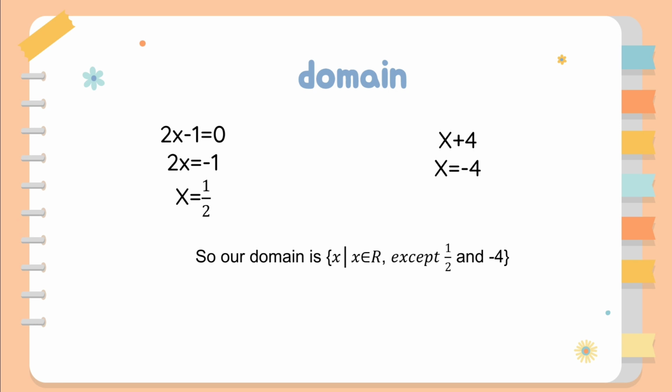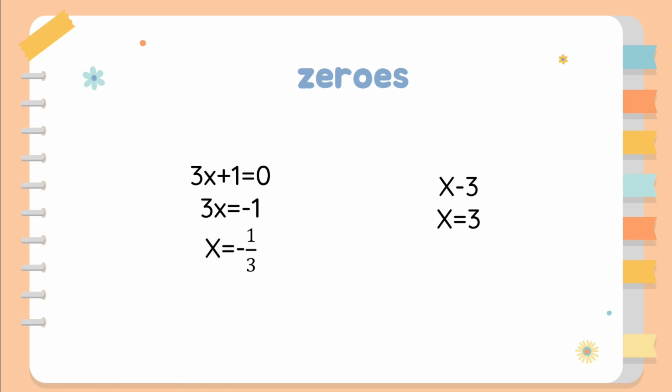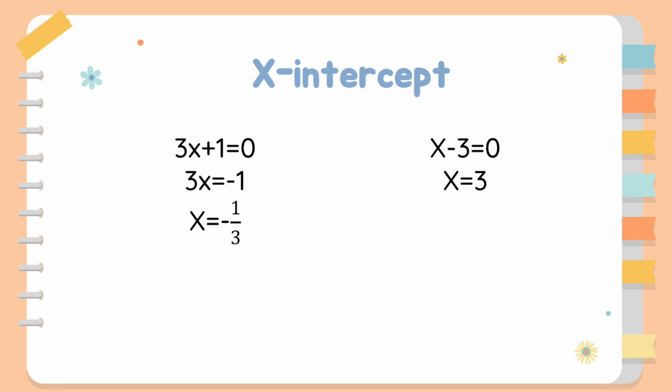The domain: 2x minus 1 equals 0, 2x equals 1, so x equals 1 half, and x plus 4 gives x equals negative 4. So our domain is all real numbers except 1 half and negative 4. Zeros: 3x plus 1 equals 0, 3x equals negative 1, so x equals negative 1/3. X minus 3 gives x equals 3. X-intercept: 3x plus 1 equals 0, x equals negative 1/3. X minus 3 gives x equals positive 3.